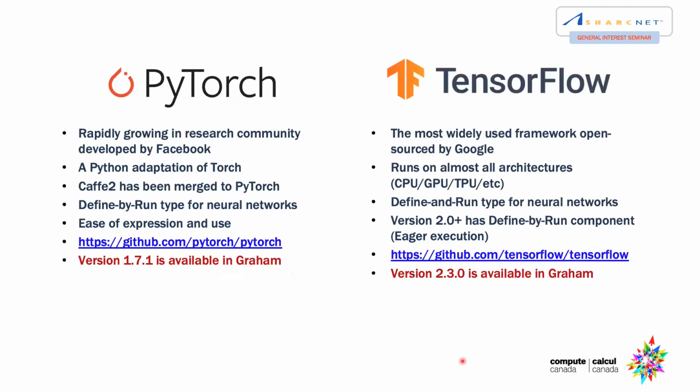In machine learning or deep learning, there are basically two big frameworks. We call them frameworks. One is PyTorch, the other one is TensorFlow. As far as I remember, TensorFlow has been known to everybody very well for a long time. As you may see in the first bullet, it's the most widely used framework, open sourced by, actually supported by Google.